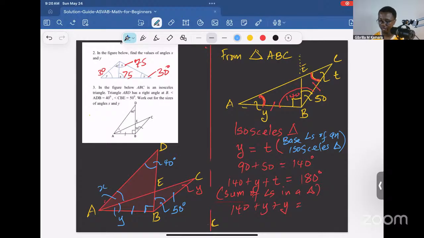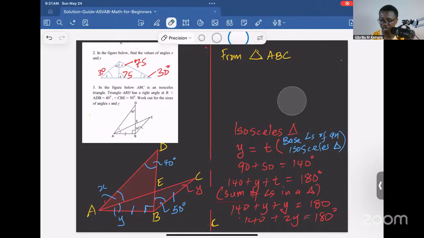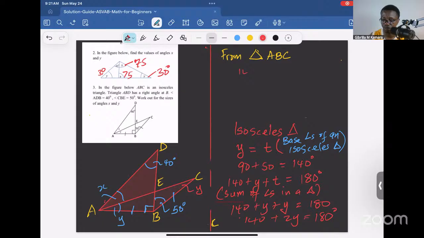Always give your reason. So now everything here is equal to 140 plus y equals 180, right? So this gives you 140 plus 2y equals 180 degrees. So I'll just take the diagram. We can finish this one. We don't need this as of now. So this becomes 140 plus 2y equals 180. We need to find y.